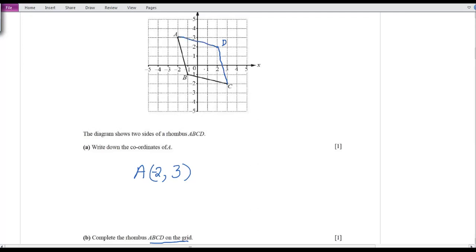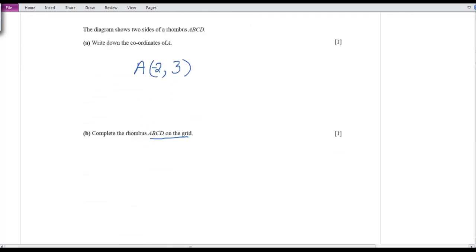All sides will be equal and no angle will be 90 degrees even. Because look, how can we reach from B to A? You need to go 1, 2, 3, 4 steps up and then 1 step to the left. Do the same for this one: 1, 2, 3, 4 steps up and 1 step left. That will make D. Okay, so we completed the rhombus also.